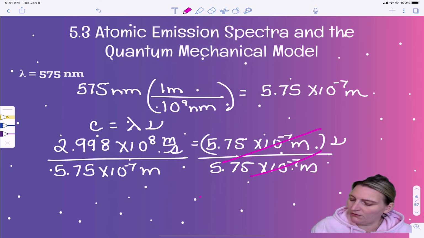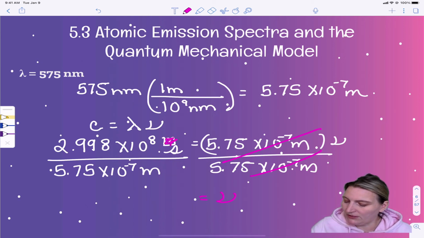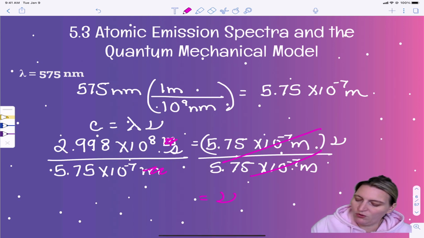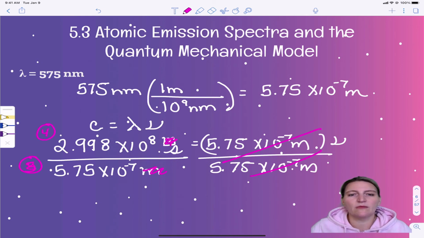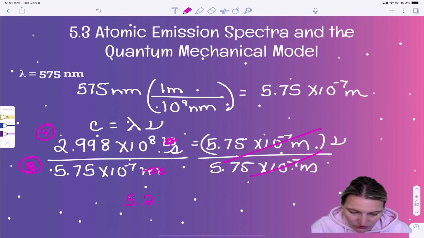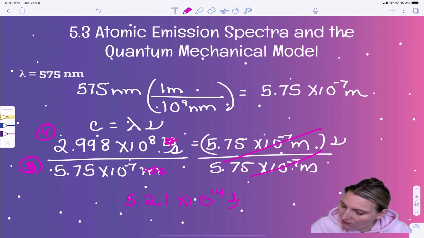Everything cancels out on the right except for the symbol for frequency, nu. Meters cancels out. 2.998 has 4 significant figures. 5.75 has 3. So my answer turns out to be, with 3 significant figures, 5.21 times 10 to the positive 14, 1 over seconds, equals my frequency.